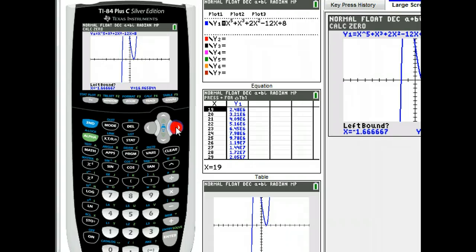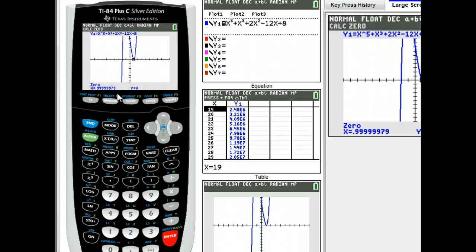This time I need to be on the left-hand side, and I'm moving over. There's my cursor. So I'm definitely on the left-hand side of this intersection point here. I hit enter. Now I got to move to the right. I hit enter again, and then it asks me to guess. I hit enter one more time. So you'll see here that this 0 is 0.9999979.